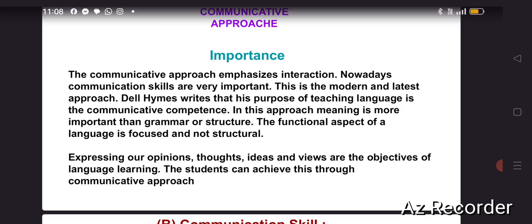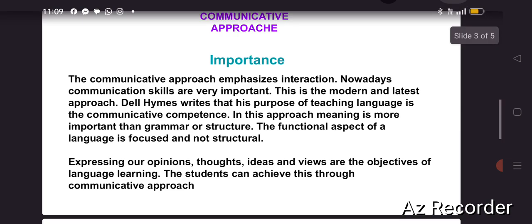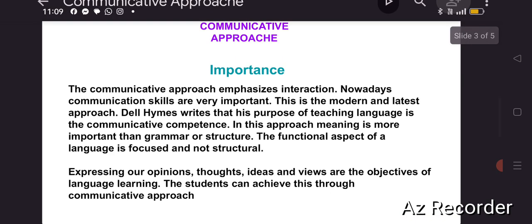Nowadays communication skill is very important. So this is the modern and latest approach. Without communication we cannot express our feelings, we cannot express our emotions, we cannot express any information to our friends, to our family members, to our teachers. So communication has become most important in this modern age.